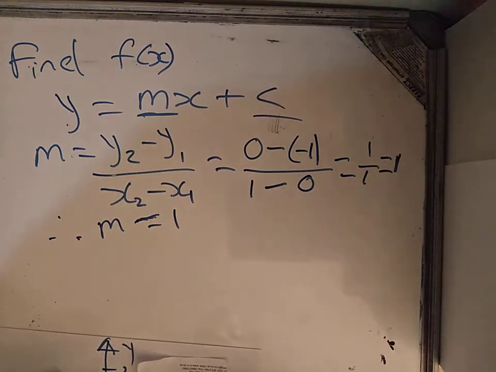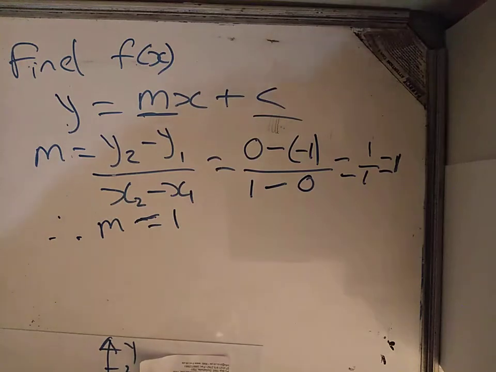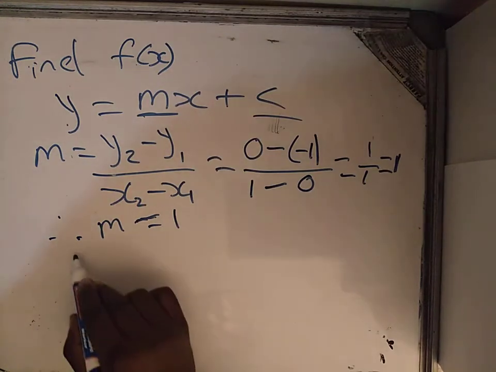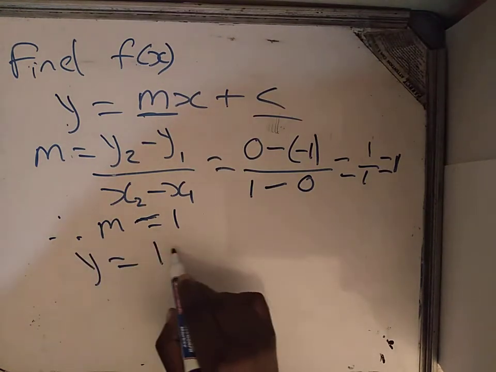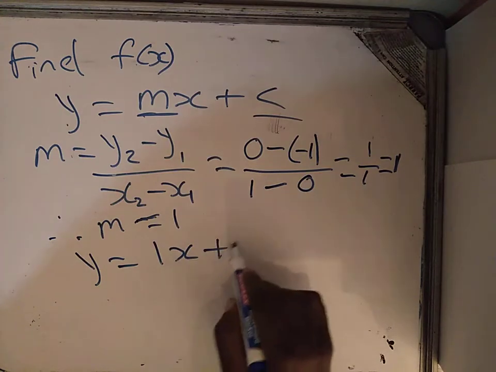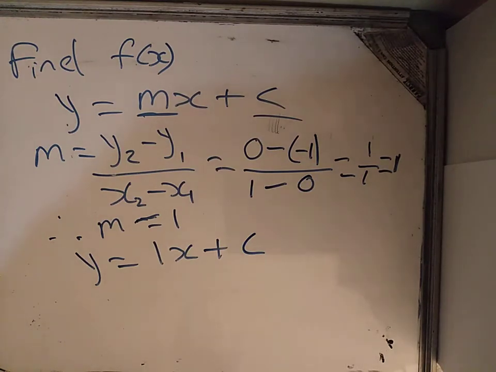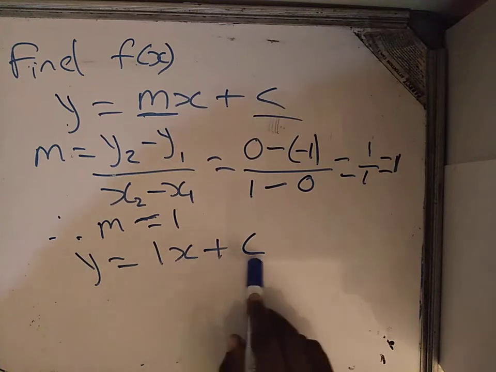All right, so what are we going to do? We are going to take this m and update our formula. Remember, what are we doing here? We are finding m, and then after finding m, we'll find c. So we're gonna have y is equal to 1x plus c. All right, 1x plus c. Now we got this, we need to find c.